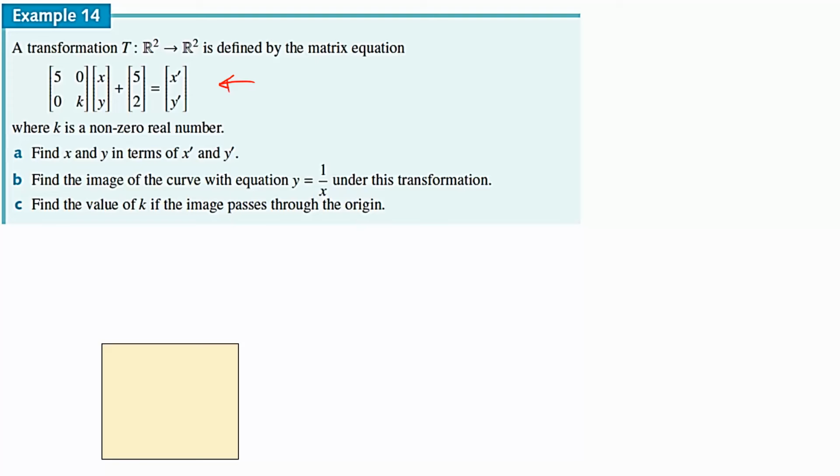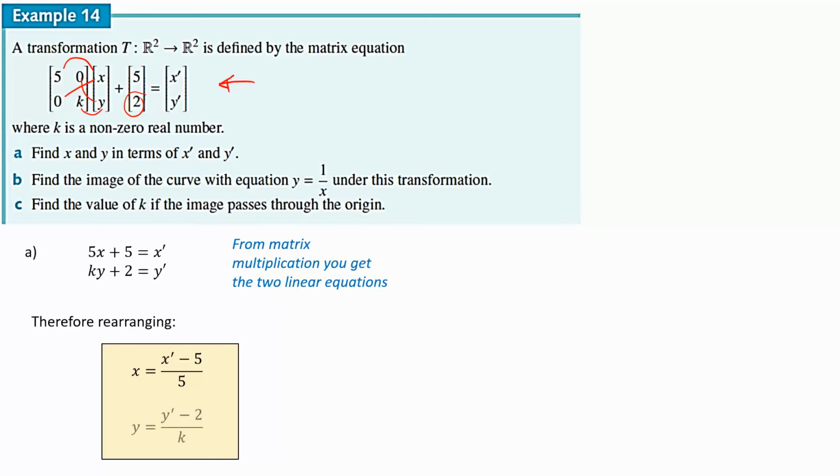So if I had to rewrite it for you, I could say, well, if I expand it using matrix multiplication, 5 times x, 0 times y, and you get 5x plus 5 equals x' for the first line. Same thing with the next one, 0 times x is 0, k times y, which is ky, and you've got plus 2 equals y'. Okay, so we've got two linear equations. It's right there. And all they're asking you to do is rewrite this transformation in terms of x and y. So that's all I did. I just rewrote it, and rearranging it gives you the following. Okay? An answer to the question, find the image.